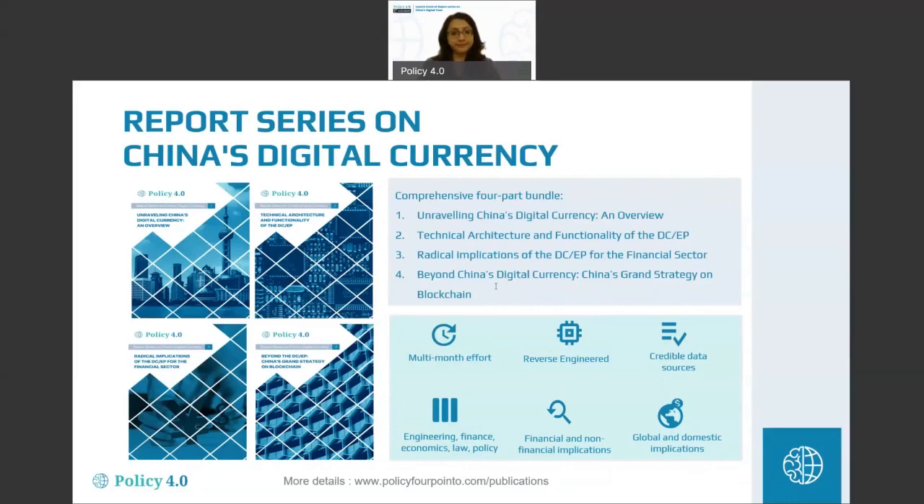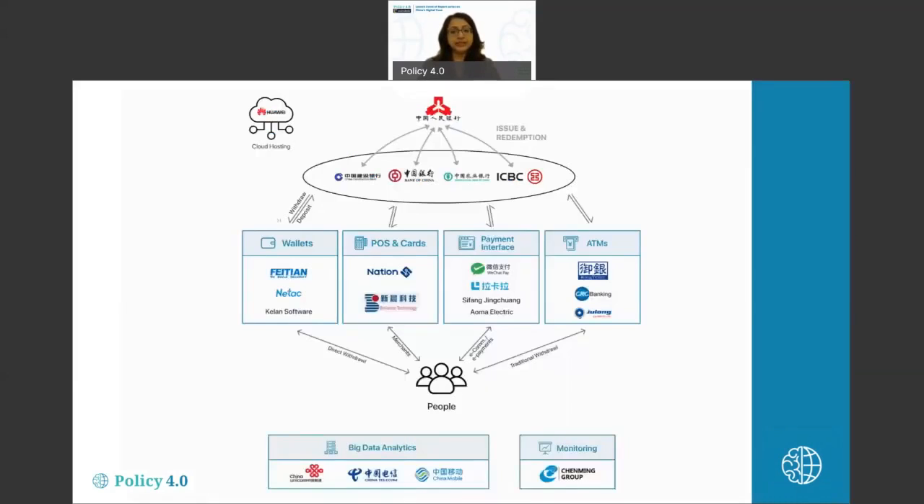China is one of the first hybrid CBDC models in the world, and that means it's both a wholesale and a retail CBDC. You can read more about this in our blogs. They have built this highly innovative method of creating retail currency without disintermediating the banking system. Technically, this is enabled by two processes in their issuance and reserve management system.